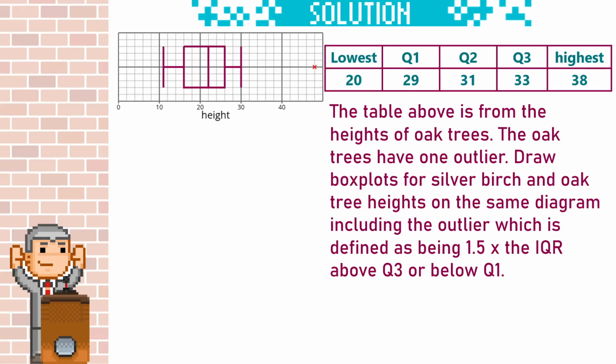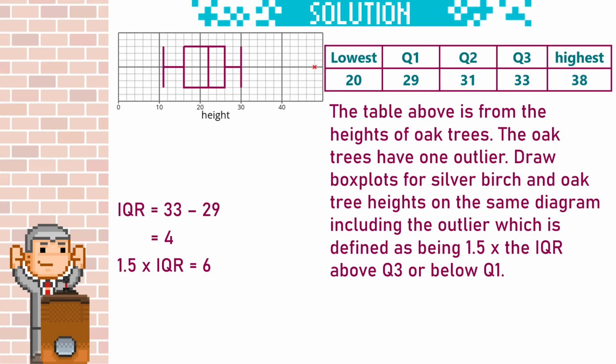Before we start drawing the box plot for the oak trees, we need to first of all identify what the outlier is. We're told the outlier is 1.5 times the interquartile range above the upper quartile and below the lower quartile. So the interquartile range is going to be 33 take away 29, and that's from the table where it gives us the values for the upper and lower quartile, which will be 4. Times that by 1.5 gives us 6.